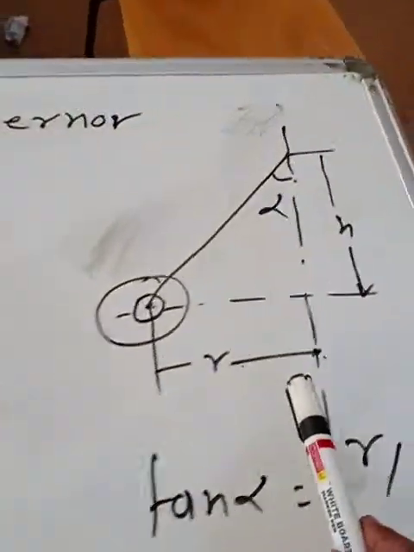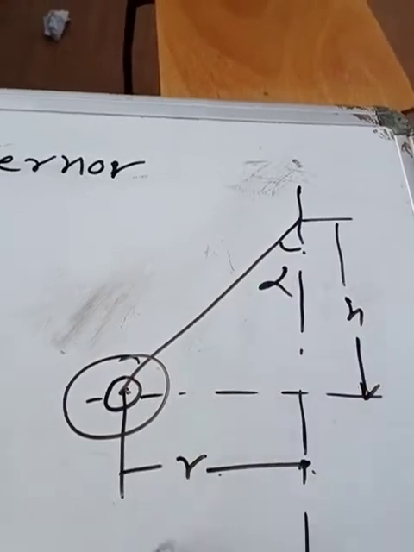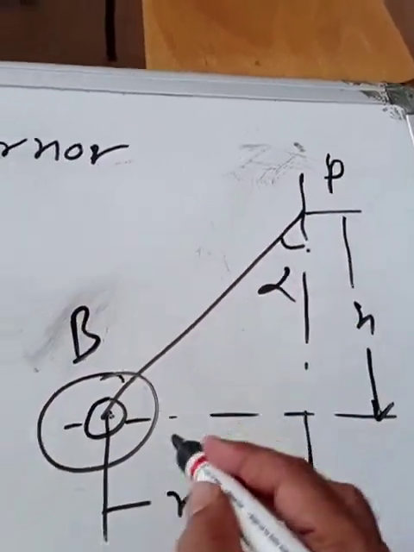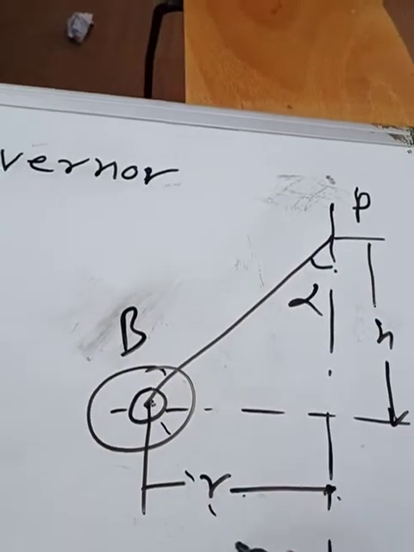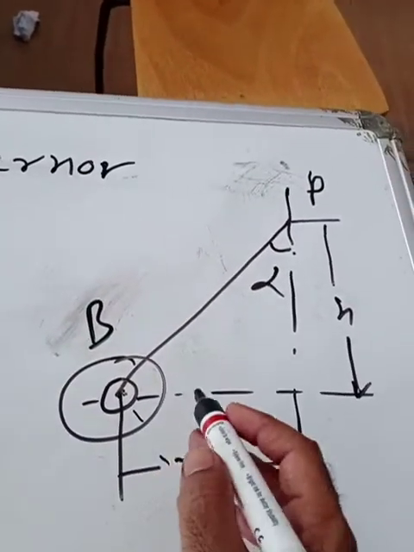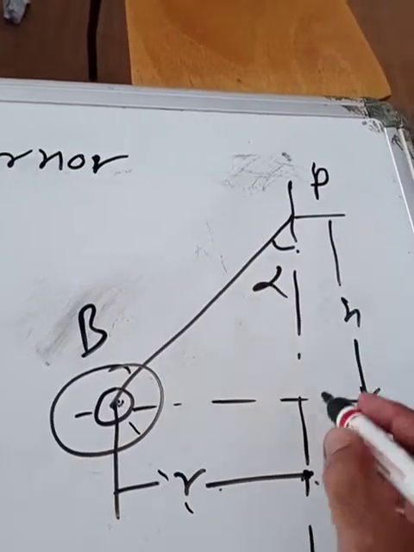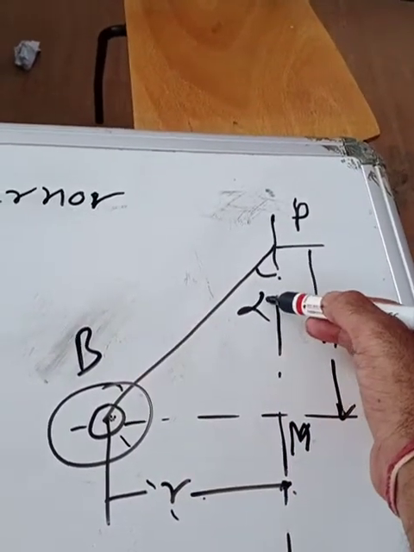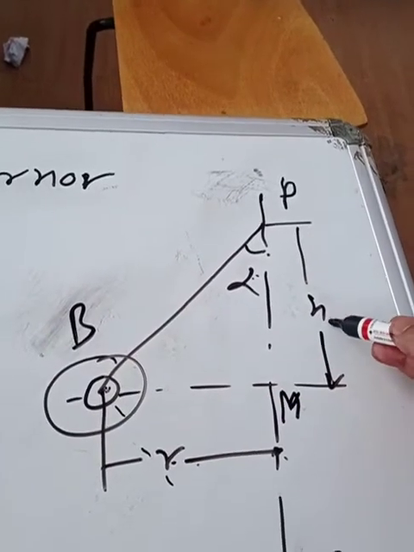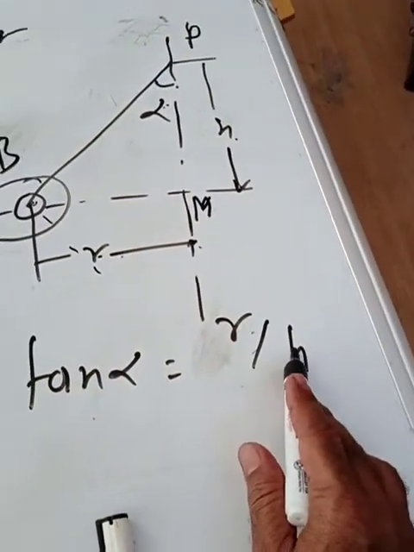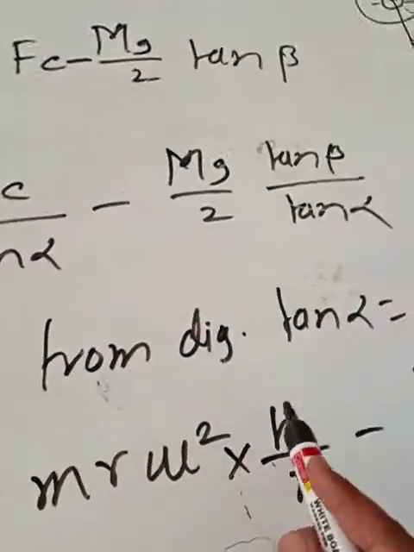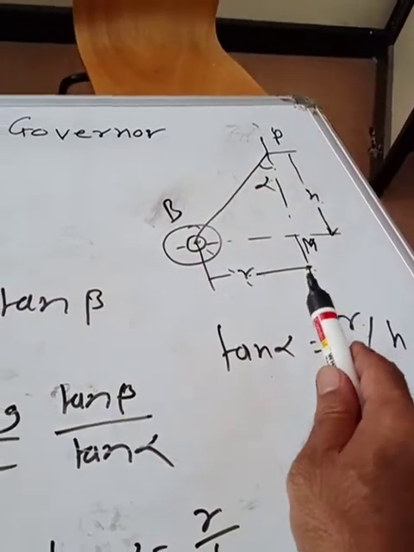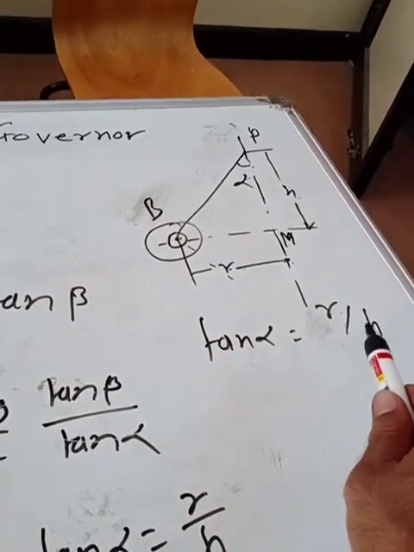Now from the diagram, which diagram? This is the diagram. This angle is alpha, this point is B point, this point is P point in that governor's diagram. This is lower R, centrifugal force is acting in this direction. So we'll consider triangle BP here. In this triangle, what we can write for this tan alpha? This tan alpha will be R divided by H. So tan alpha is equal to R divided by H. That value we will put here. Now let us consider this tan alpha is equal to R by H from the diagram.